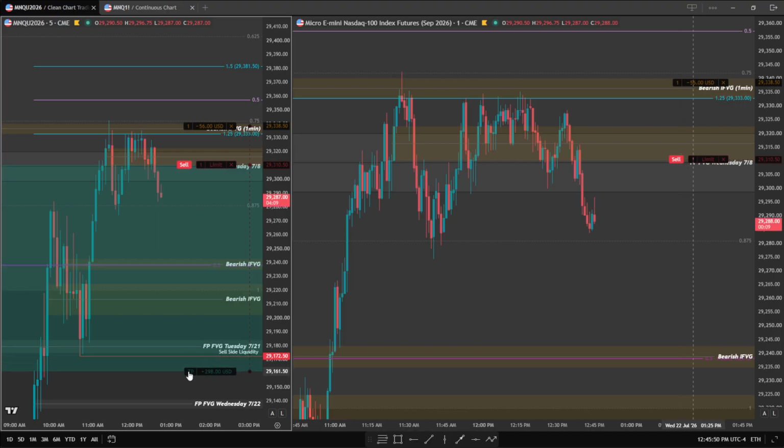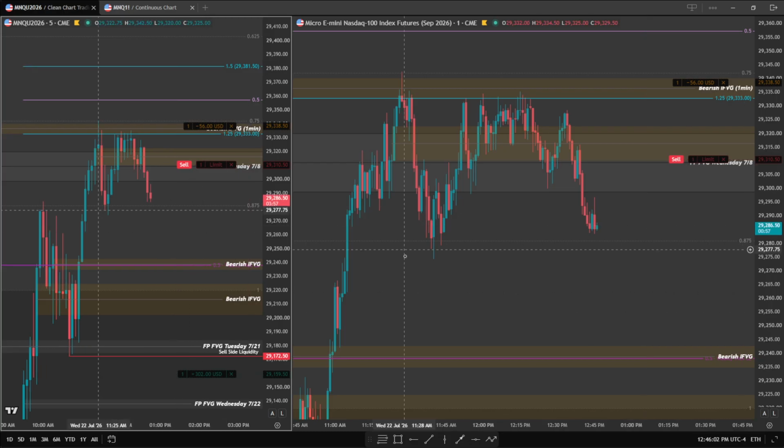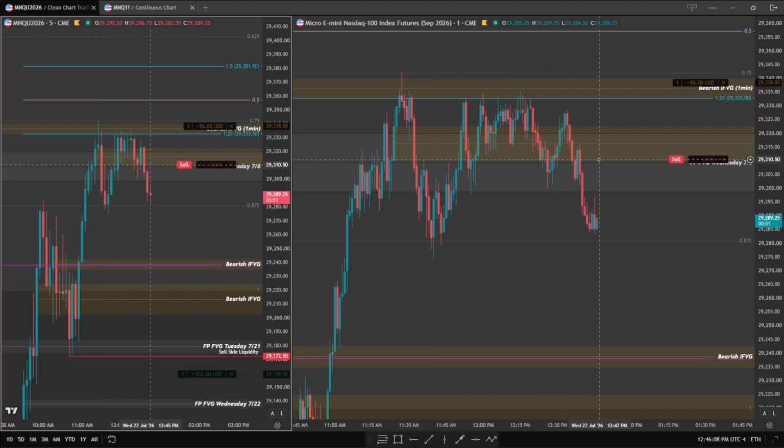Well, see if we can't shoot for that. Almost 1250 macro. I'd like to see this low left intact. And then during 1250 macro, we get a Judas swing higher. Maybe we'll take this little pivot high. Maybe not.